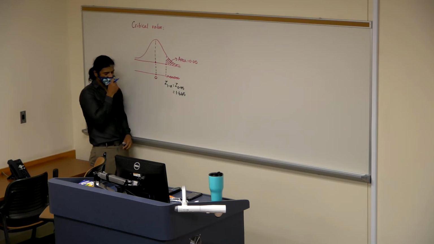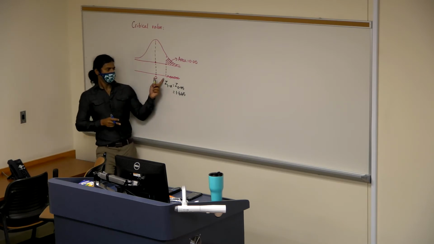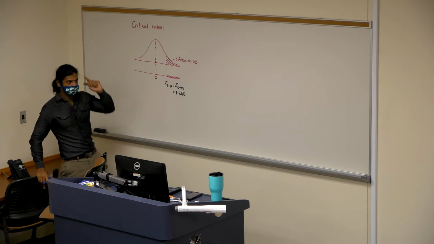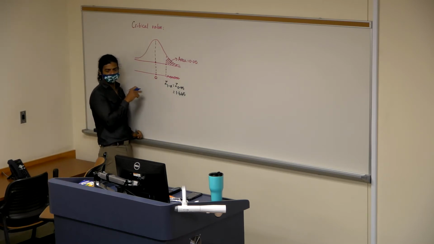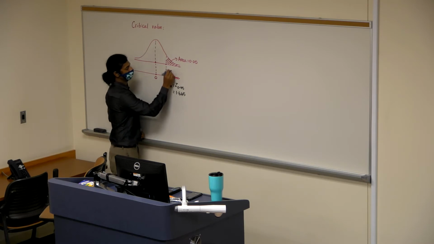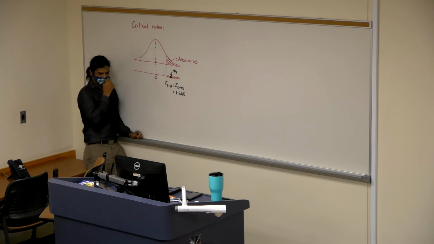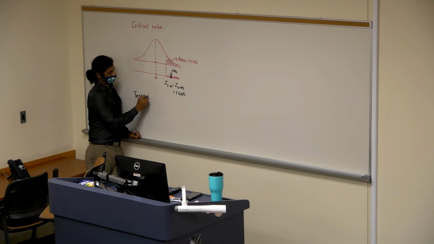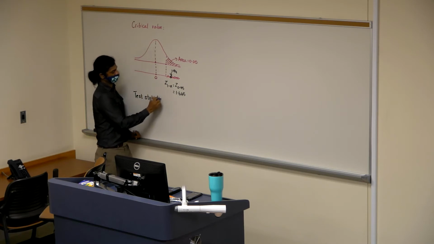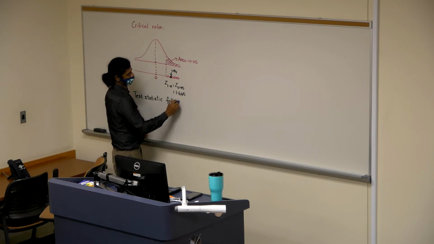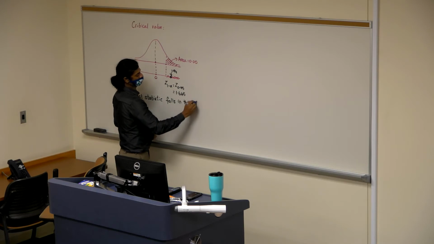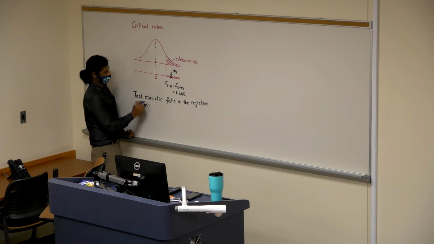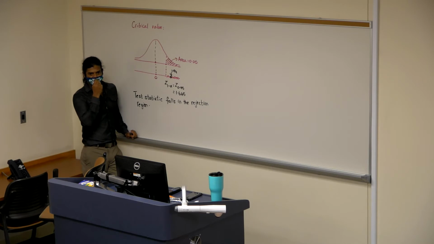Now, where does the test statistic fall? 1.645 is over here. The test statistic that we got is 1.94. Where does it fall? Right here. Does the test statistic fall in the rejection region? Yes. Should we reject the null?